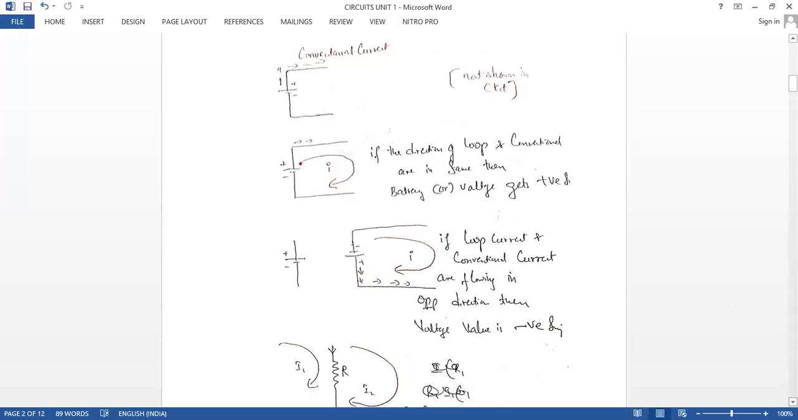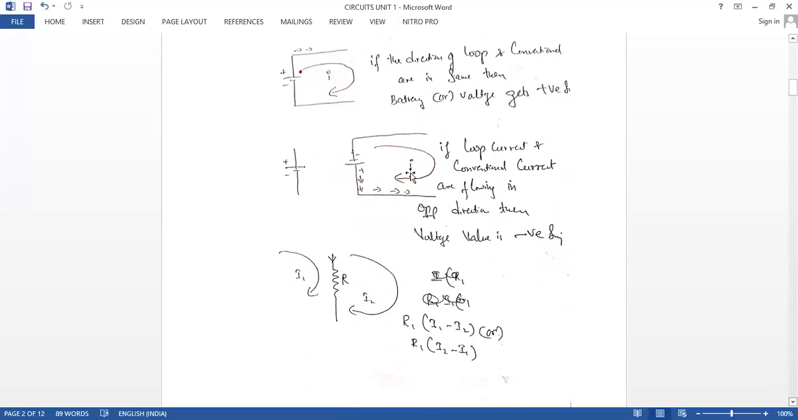So what is the next condition we come across? Now you can see the battery negative terminal is upwards and this is the positive terminal. So conventional current always flows from the positive terminal. So what's going to happen? You must compare the direction of the current. If the loop current and conventional current are flowing in opposite directions, then the voltage value is negative. Now you see, all of you, one more logic.